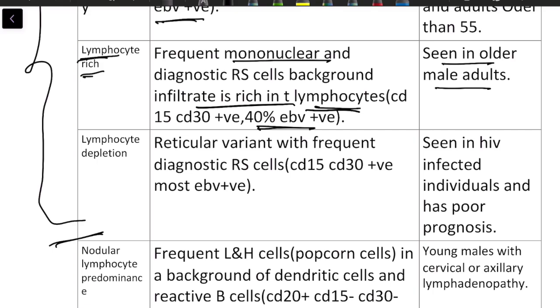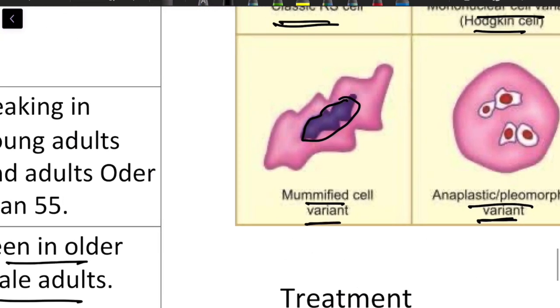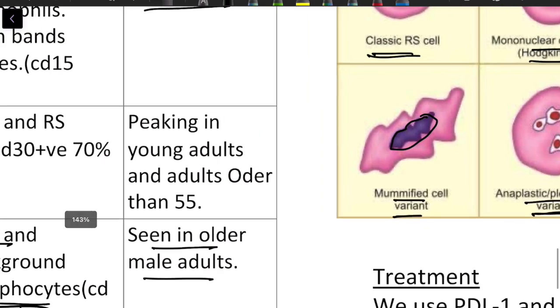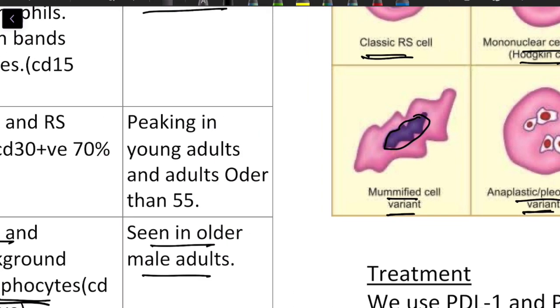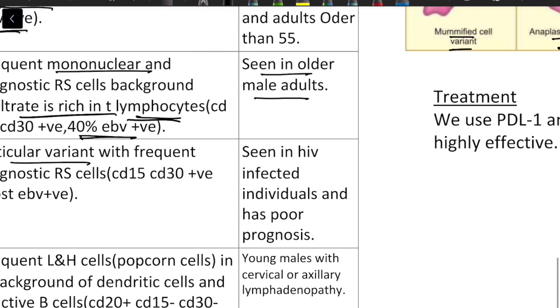And the lymphocyte depletion type, in which there is depletion of the lymphocytes, we don't see a background of T lymphocytes. Here we see the reticular variant or the mummified variant of the Hodgkin cell. You can see this mummified cell variant, which I talked about, having pyknotic nuclei and a shriveled cell membrane. Basically it is dying. It looks like an apoptotic cell. It has apoptotic features.